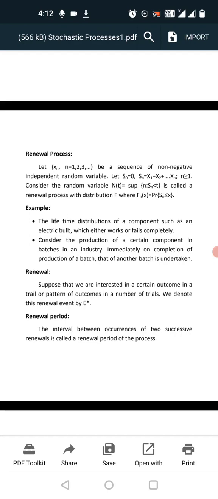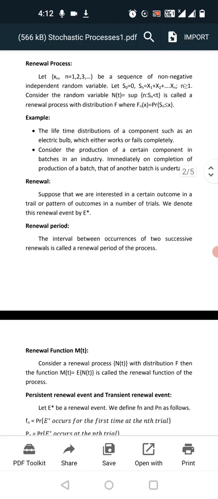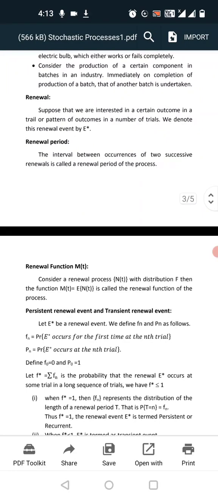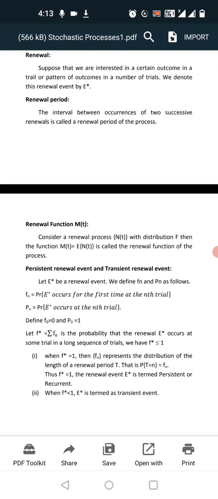Okay, renewal period: the interval between the occurrences of two successive renewals is called the renewal period of the process. And next, the renewal function, denoted by M(t), where M(t) is equal to the expectation E of N(t). So this is called the renewal function of the process.